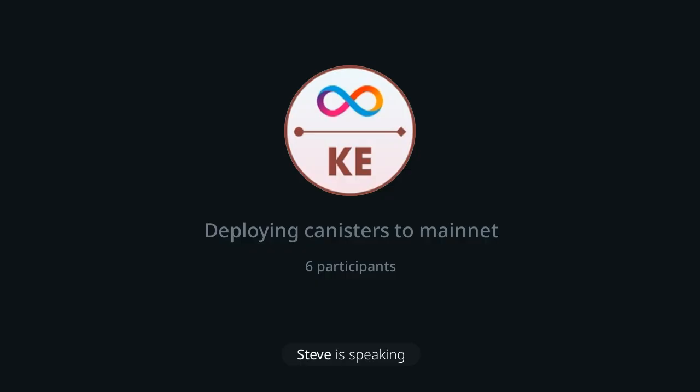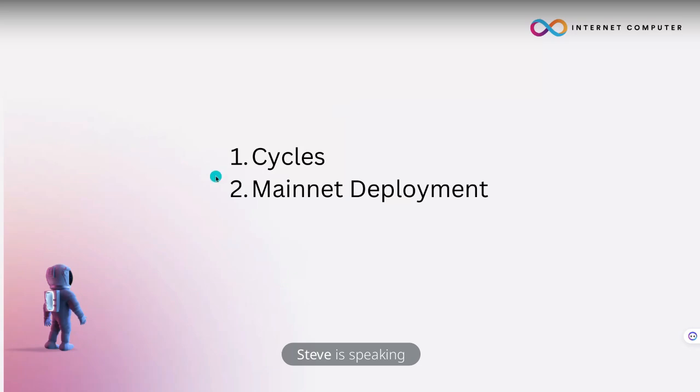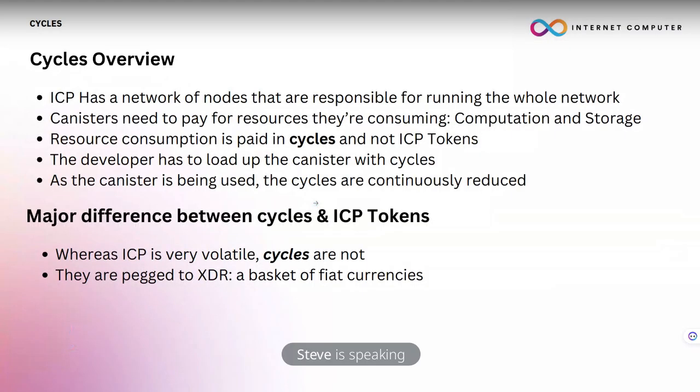So I'll divide the session into two parts. The first one is if you're using the cycles ledger, and the other session is if you're converting ICP tokens to cycles directly. Yeah, so what are cycles?